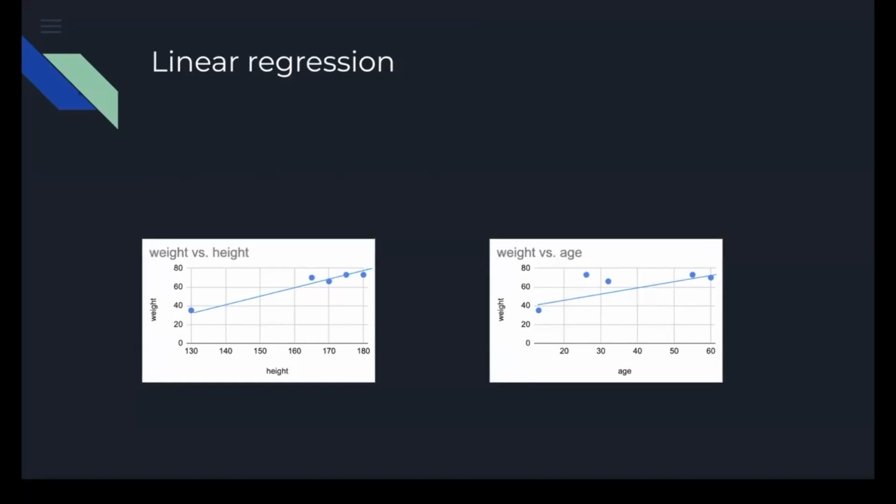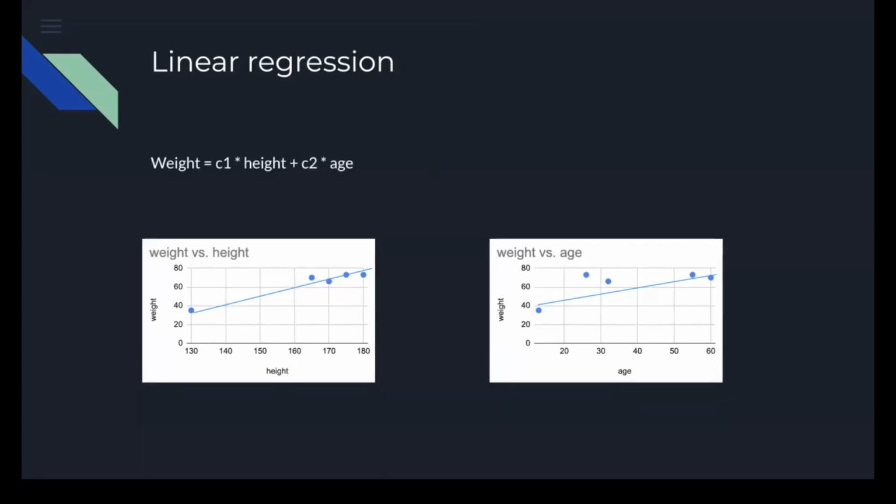Linear regression attempts to find the relationship between a set of input features and a target value. Let's say we have two sets of features, height and age, and a third target value, weight. Linear regression attempts to predict any person's weight given their height and age by finding the line of best fit on given data through this equation.